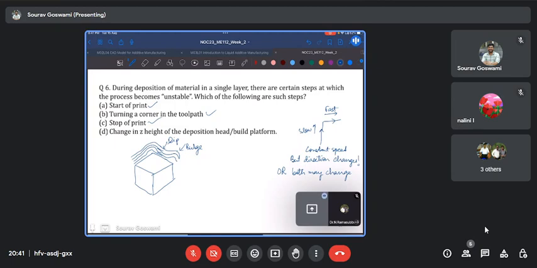Change in z height of the deposition head or build platform. Now, during the change in the z height, usually there is no deposition. So the deposition head will deposit material in a single layer. And then when the z height changes, either by movement of the build plate or by movement of the deposition head itself, no material is deposited. And so it cannot be called an unstable step. Thus, A, B, and C are the correct options.